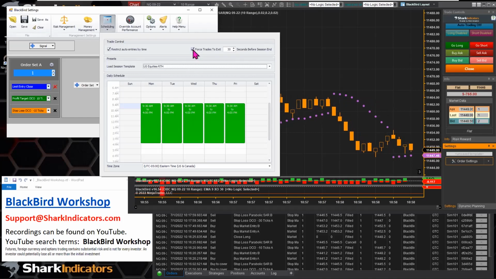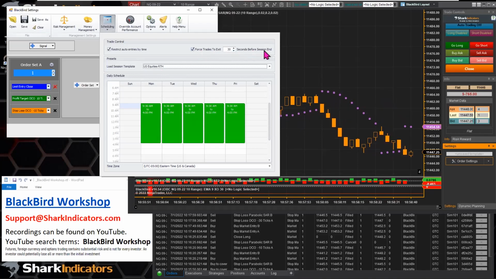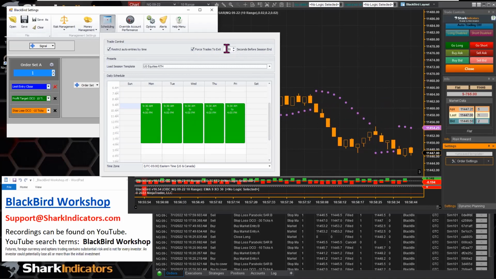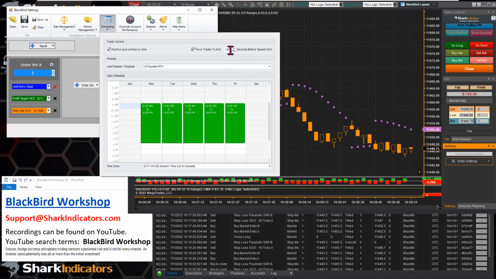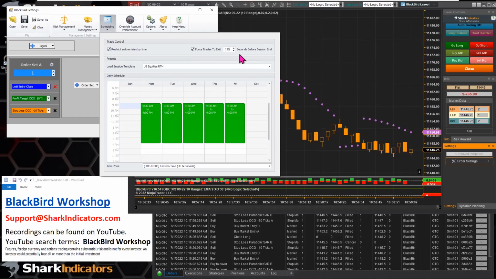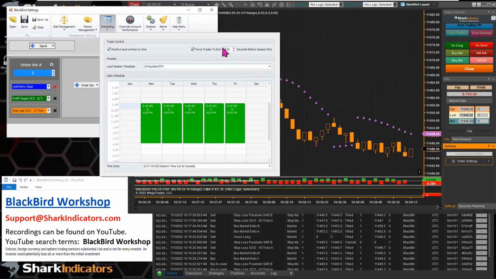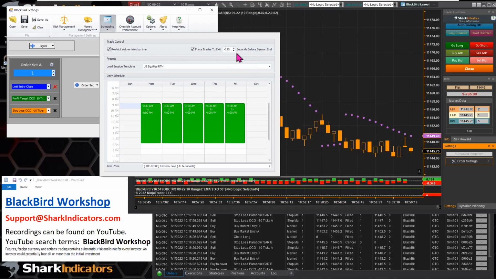By default, the force trades to exit is turned on. It's enabled, and you can see it says seconds before session end. So if you want 2 minutes before the session ends, then that's going to be 120 seconds before the session ends. If you want to allow the position to play out 2 minutes after the markets close, or the session ends, then you could put a negative value in there. So you could say -2 minutes before the session ends. That means basically 2 minutes after the session ends.